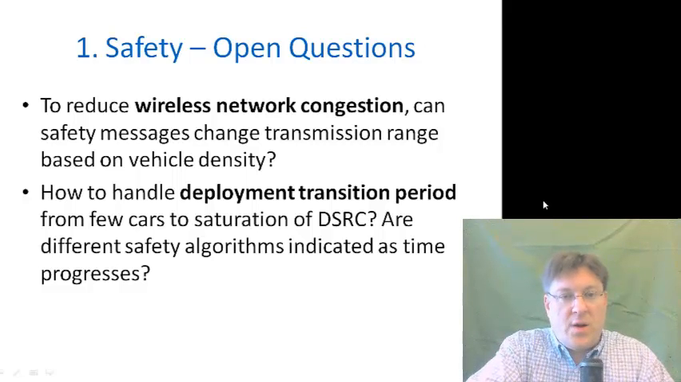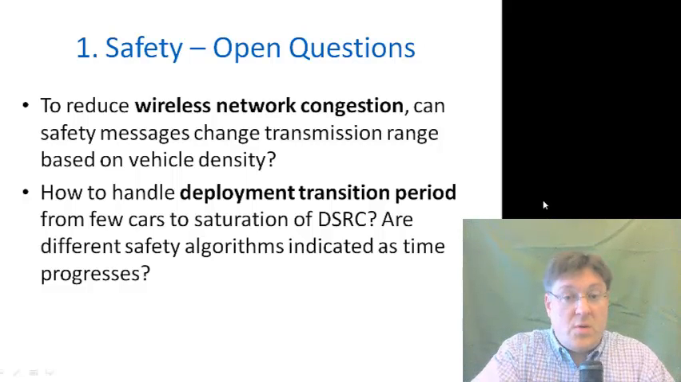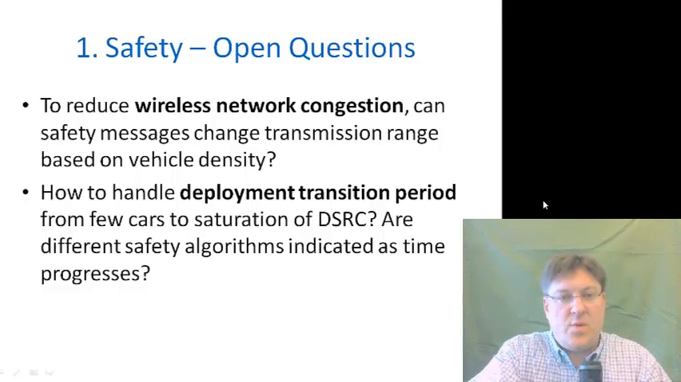How can we reduce wireless network congestion? With all these messages being transmitted 10 times per second by every car, what if you have a parking lot full of cars? Nobody could communicate. Some people are looking into changing the message transmission range based on vehicle density, but it's still really an open question. Another question is how to handle the deployment as we transition from very few cars with these types of network equipment installed, to a saturation of these DSRC systems in all the cars. There's going to be a transition period, and how are we going to handle safety algorithms as we go from point A to point B?